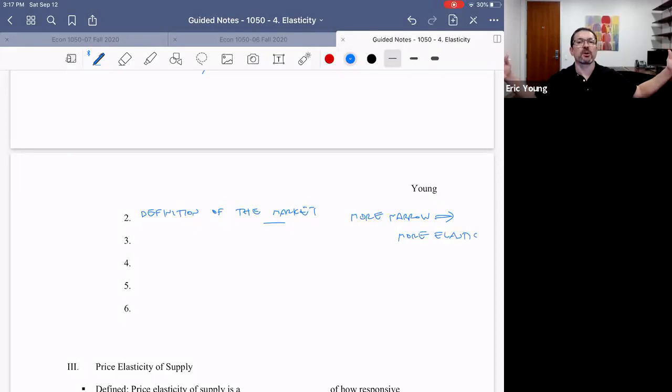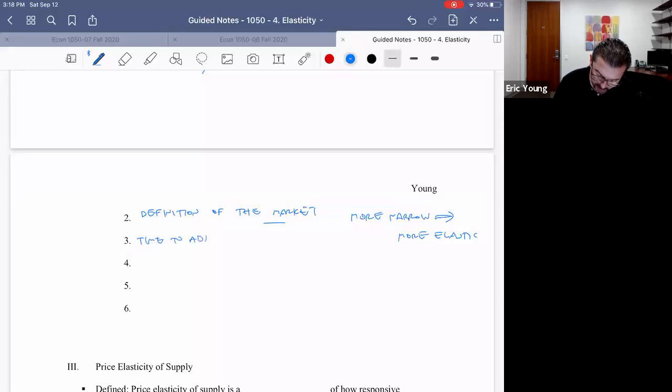Food as a general category, there's not many substitutes for food if you want to stay alive. There's substitutes for Italian food. There's lots of substitutes for pizza. There's lots and lots of substitutes for thin crust pizza. So the more narrow you get with your definition, the more substitutes you have, the more elastic you have.